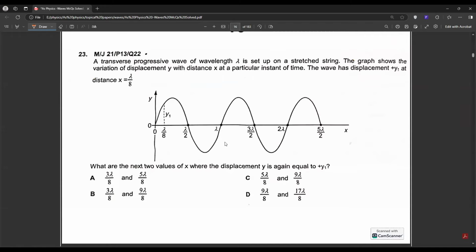Okay, let's see this. A transverse wave of wavelength lambda is set up on a stretched spring. The graph shows the variation of displacement y with distance x at a particular instant of time.